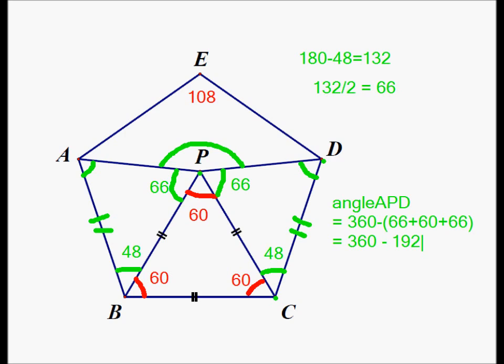Now, 66 plus 60 plus 66 is 192. And from 360, if you subtract 192, you're going to get 168. From 360, if you subtract 100, you get 260. If you subtract 200, you get 160. You're going to get 168 here. That's your answer. So this is 168 degrees right here.